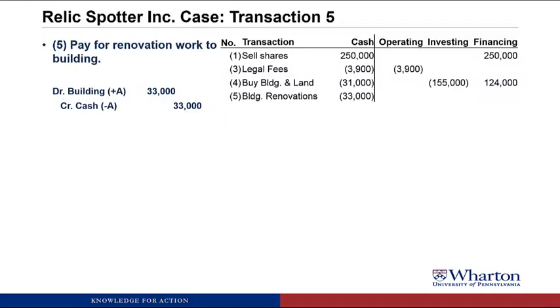Transaction number 5, relic spotter paid $33,000 cash for renovation work to the building. Try to classify that as operating, investing, or financing.